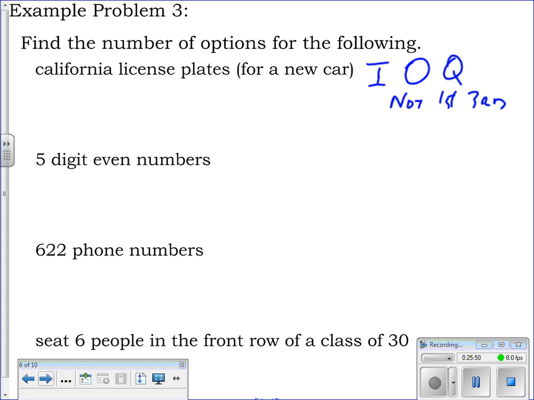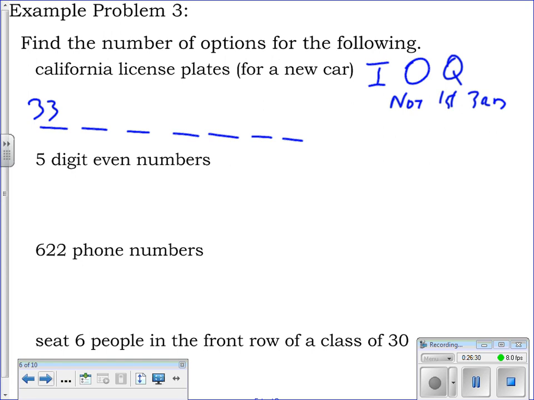So how many letter and number choices do I have for the first position? I've got 7 places to fill: 1, 2, 3, 4, 5, 6, 7 on my license plate. How many choices do I have for that first spot? How many letters are in the alphabet? 26. How many digits are there to choose from? 10. You've got to include the 0. So that gives me 36 choices. But not those 3, right? 36 normally, but I take away 3 of them. 33 choices for my first spot.